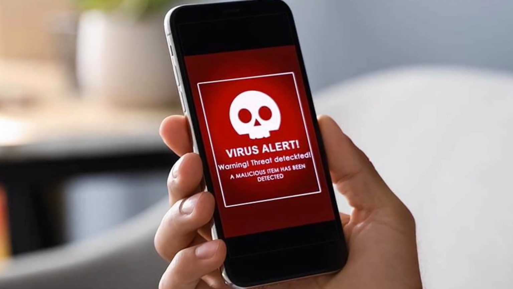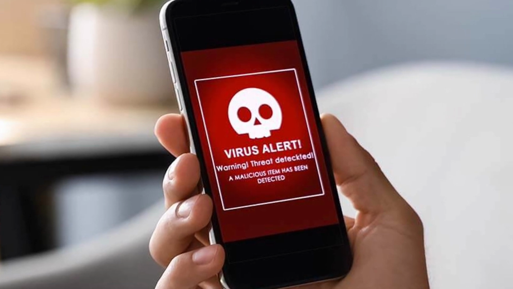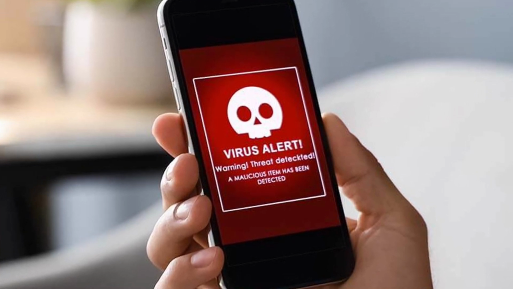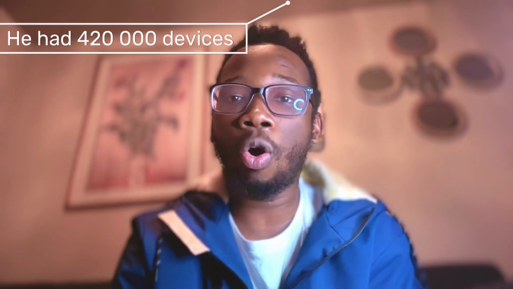Out of those 1.2 billion devices, he was able to infect 420 thousand compatible devices with his program. Most of the others were like industrial control systems, and you don't really want to mess with a nuclear power plant or a hospital, or I don't know. So yeah, he had 420,000 computers under his control.